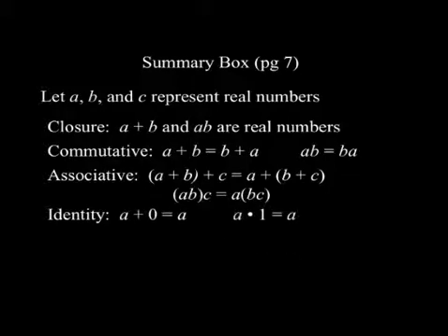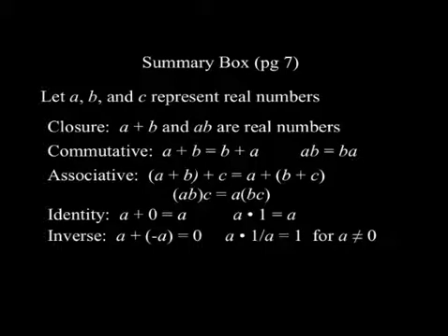Addition and multiplication each have an identity. So we all have learned since probably kindergarten that any number plus 0 is the number that you started with. The same thing happens for multiplication. Any number times 1 is still the number that you started with. So 0 is the identity for addition and 1 is the identity for multiplication.